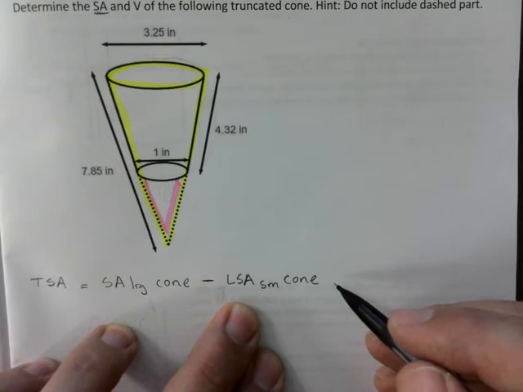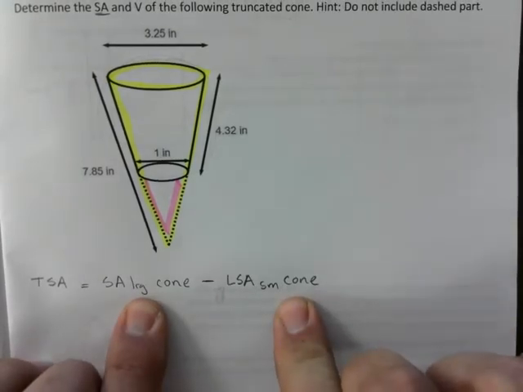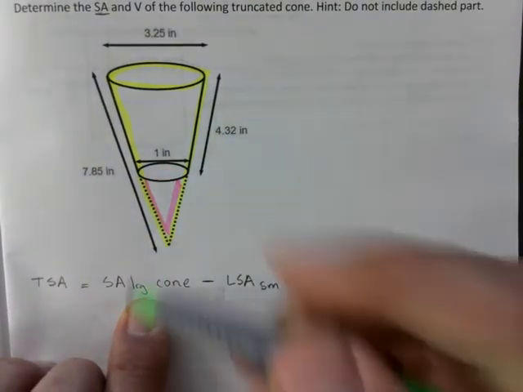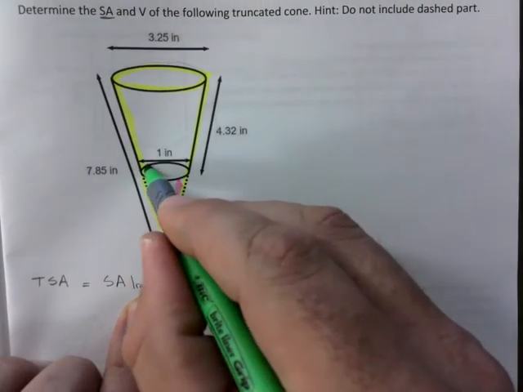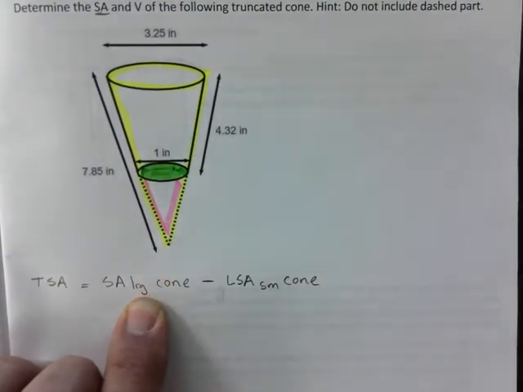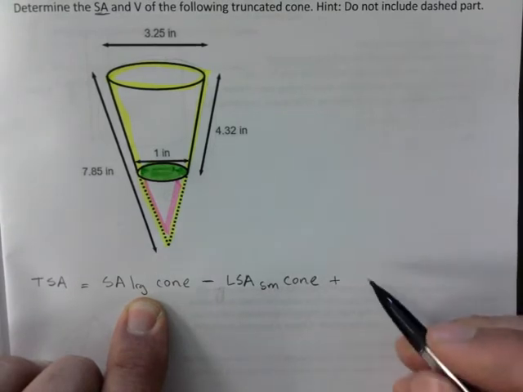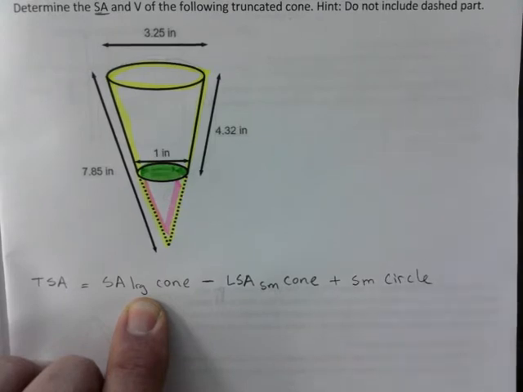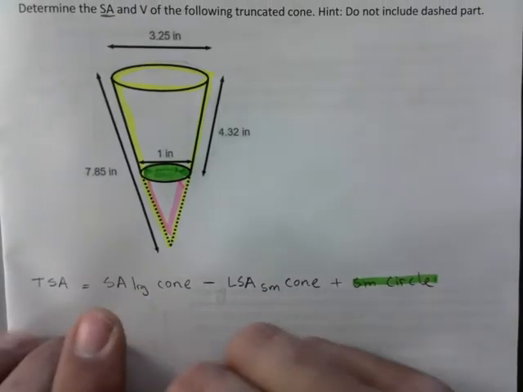And what do I need to do yet? Because right now, if you do this, I need to add another circle. You see that? I need to add this circle here. Plus small circle. And this is where I'm going to go like that. I'm going to go like that.